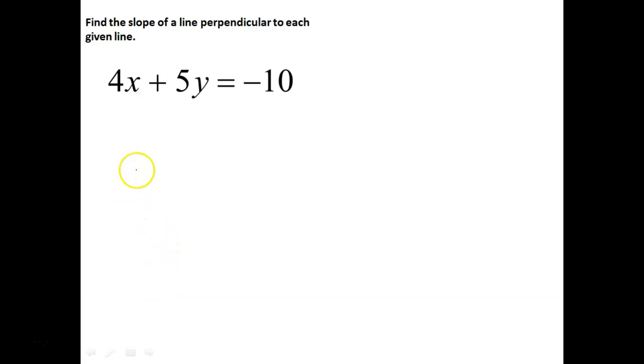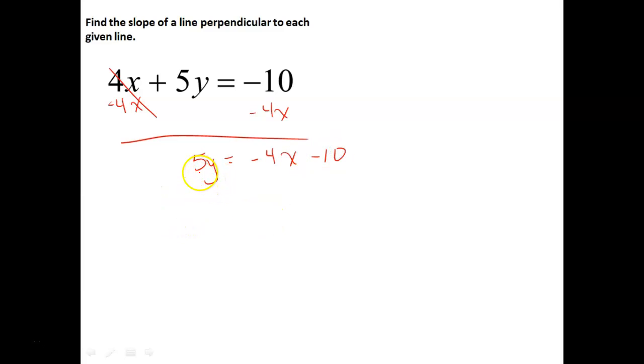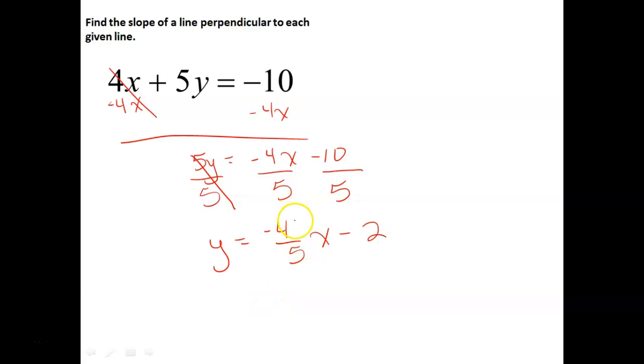All right, find the slope of a line perpendicular here. We're going to solve for y. Subtract 4x from both sides. So I'm left with positive 5y equals -4x minus 10. You're going to go through and divide everything by 5. So I'm left with y equals -4/5x. -10 divided by 5 is -2. So the slope of this line is -4/5.